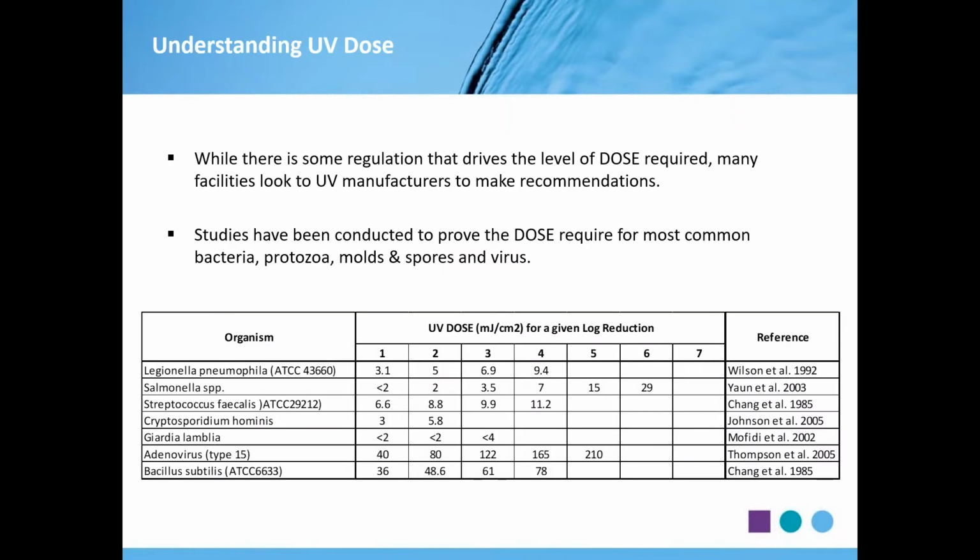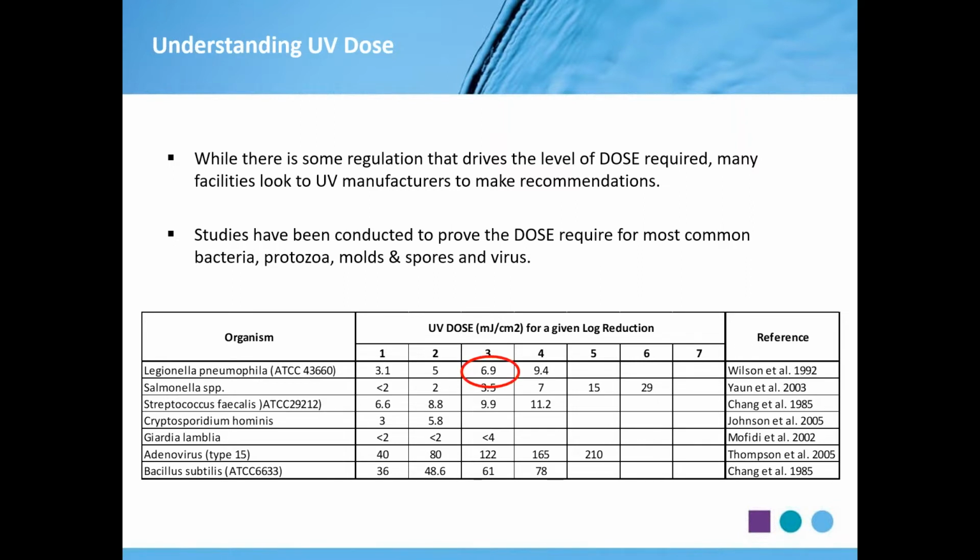So once we understand dose and how we get there, often we need to take a step back and say, well, what is it that we're actually trying to achieve? What organism is it that we're trying to target, or what virus? So that's important when we look at low pressure or medium pressure, to understand what type of lamp we need or how much intensity we need. We might want to know what it is we're actually trying to inactivate.